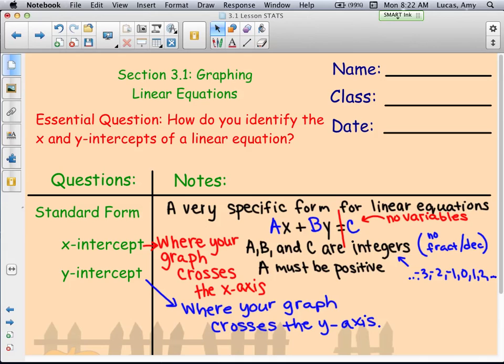So three new vocab words: standard form, a very specific form for linear equations. It's a very specific order, and there are specific rules about the kind of numbers that can replace a, b, and c. They all have to be integers, and then the first one, a, has to be positive. It can't be negative. X-intercept, where your graph crosses through the x-axis, and y-intercept, where your graph crosses through the y-axis.